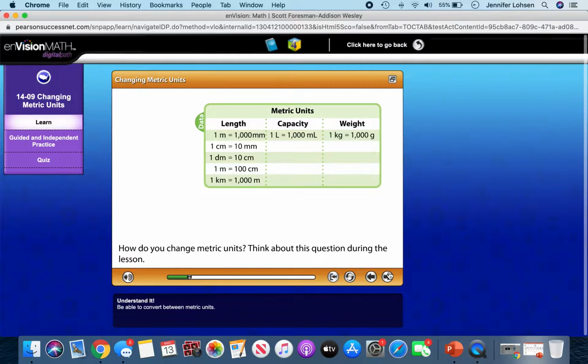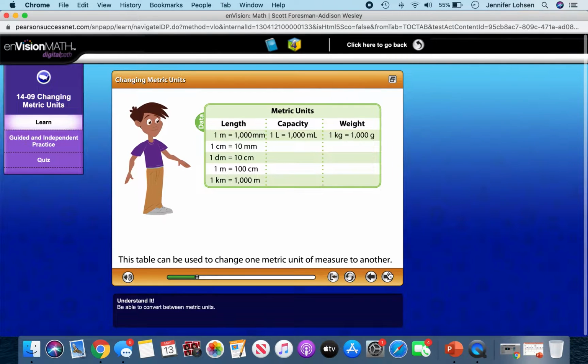How do you change metric units? Think about this question during the lesson. This table can be used to change one metric unit of measure to another. Just like our customary units helped us, we had our cheat sheet for that. We have our cheat sheet for metric units as well.